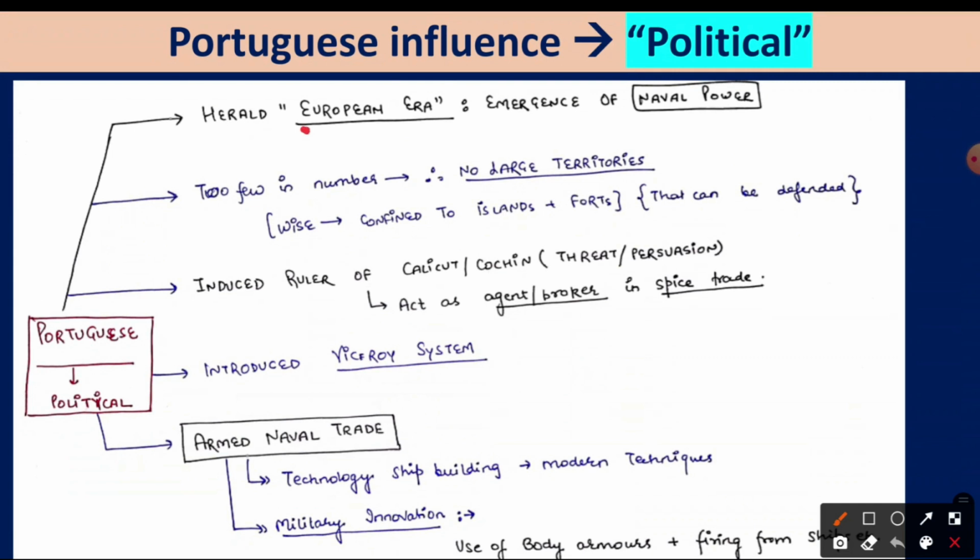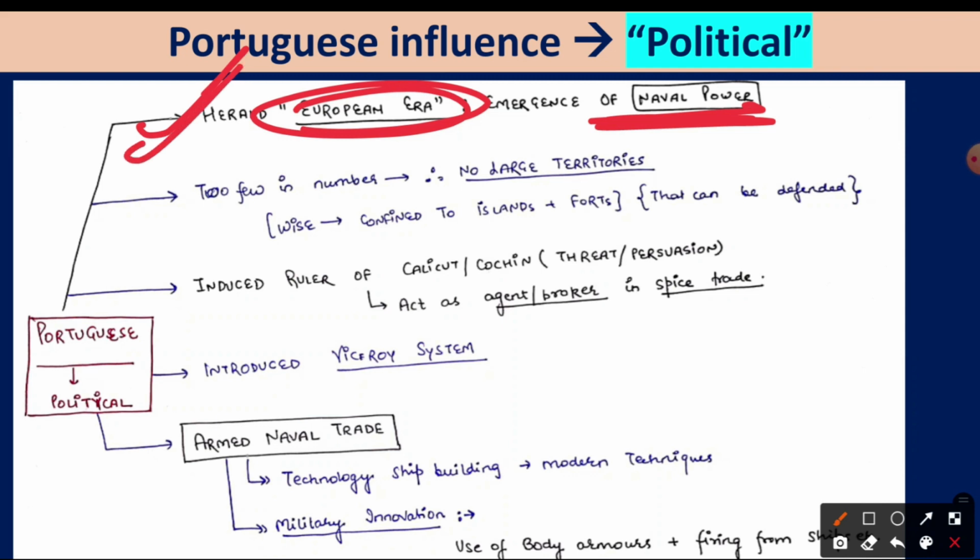They heralded the European era in India, with the emergence of naval power. We have seen the Battle of Diu, and we have seen how they established the cartaz system. Then after it all, why did the British also win? Because of the naval power they had.